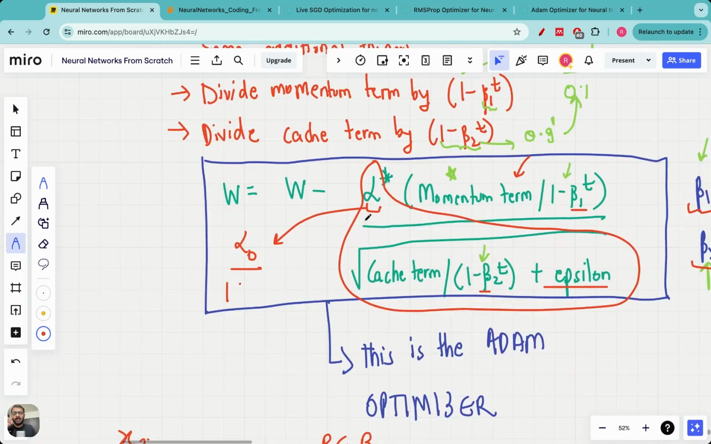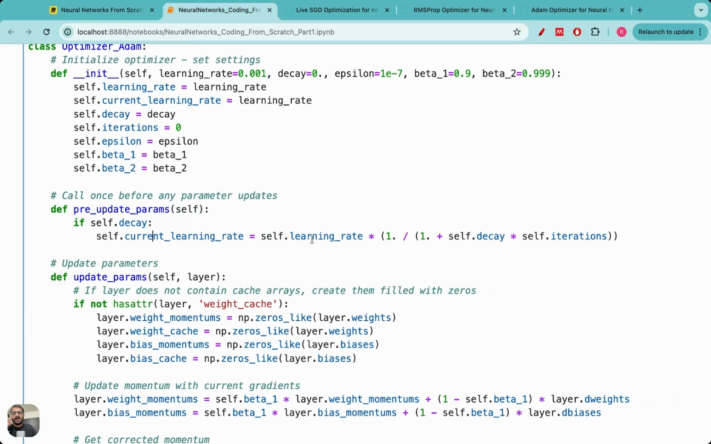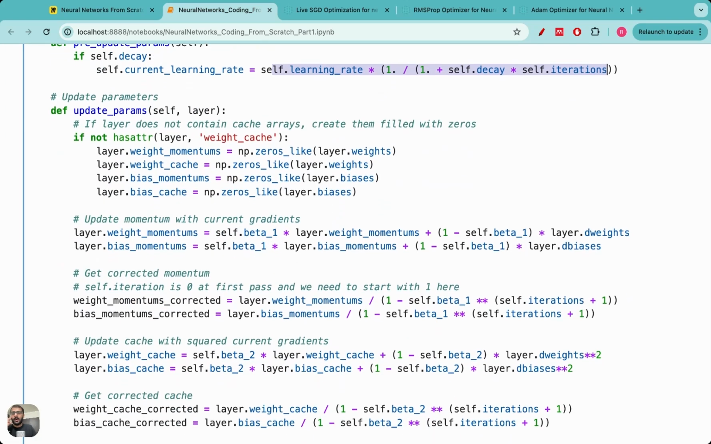So first we need to calculate this alpha, and that has been calculated in this pre-update params function, where the current learning rate, as I mentioned, is alpha divided by 1 plus decay into time. Then comes the most important method, where we are actually going to update the parameters.